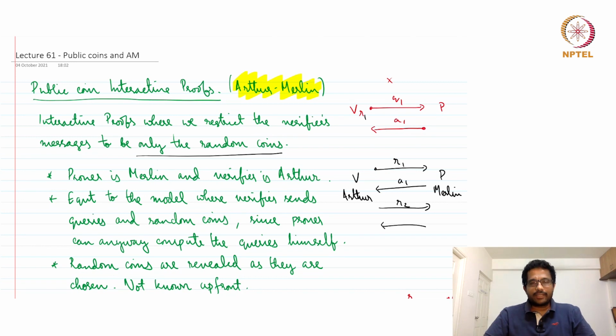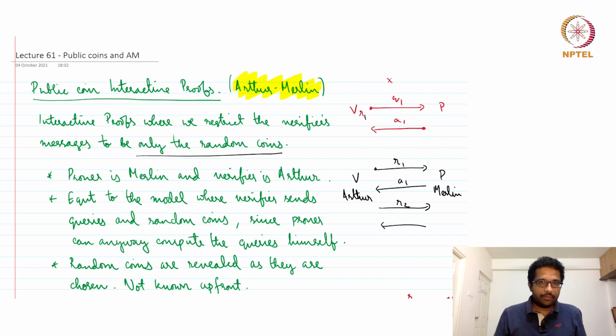Hello and welcome to lecture 61 of the course Computational Complexity. So in the past couple of lectures we have been seeing the power of interaction, right? So instead of getting a static proof from a prover, what more could we accomplish if we were able to interact with the prover, right?